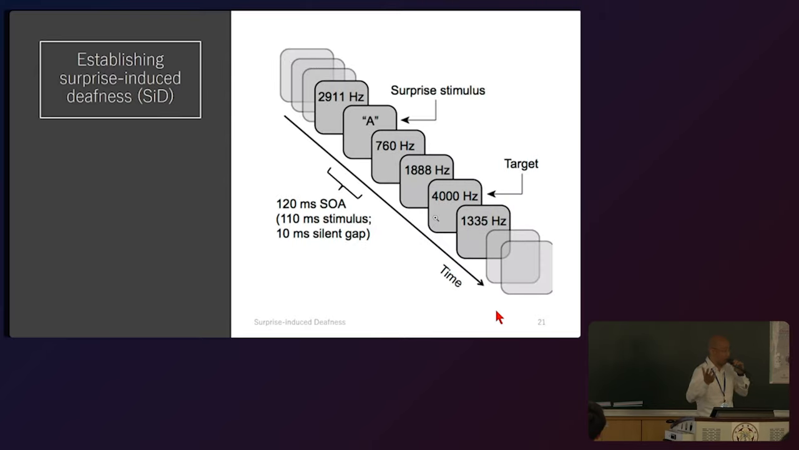All right. So this is the experiment I did. As you can see, there is a target of 4,000 hertz, and the surprise stimulus is like A or I or spoken words. 49 people participated in this experiment, and I had lag 1, 3, 8. That's the proximity between surprise and target.